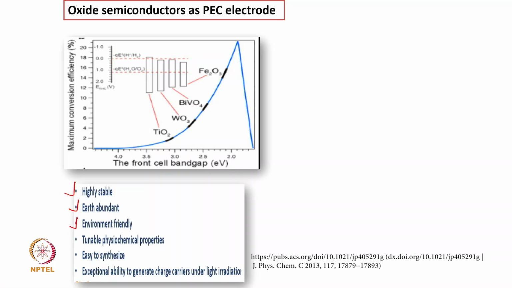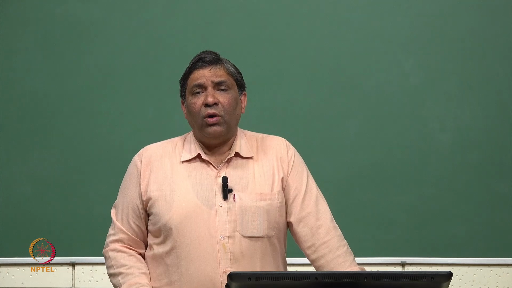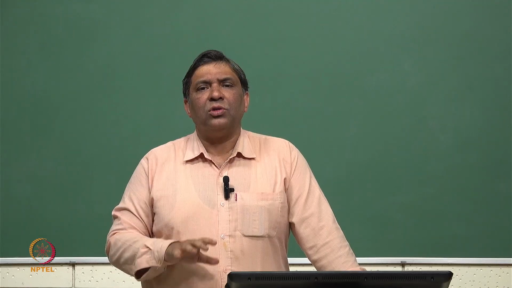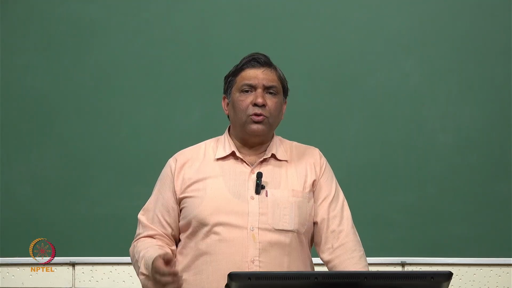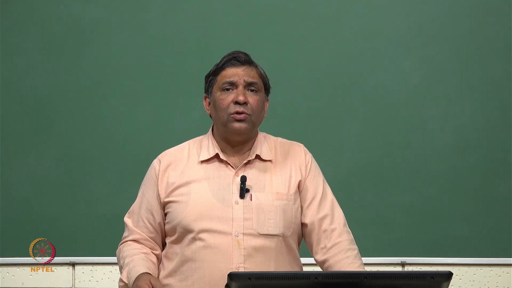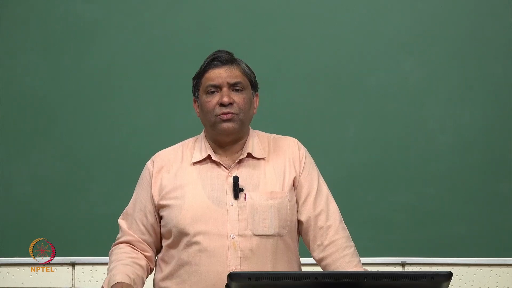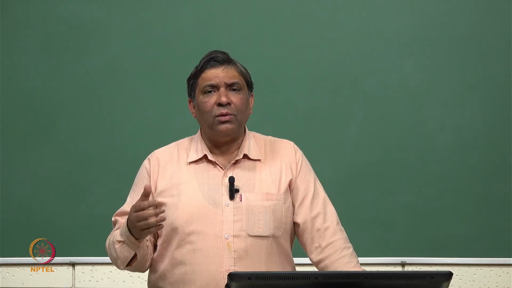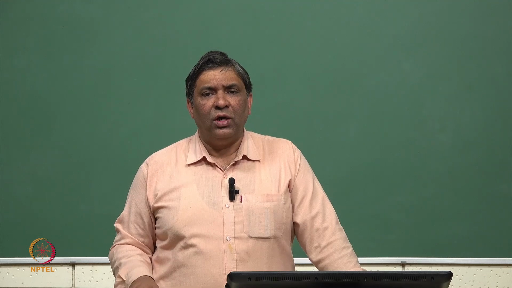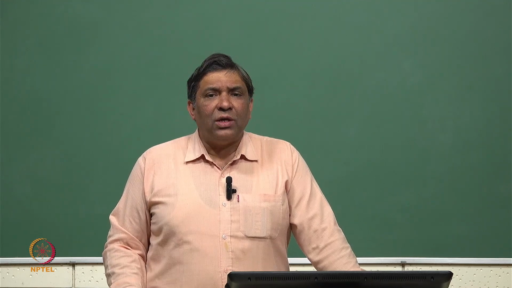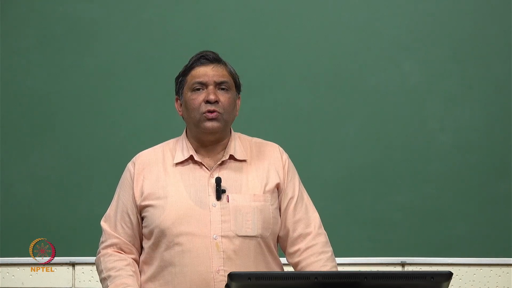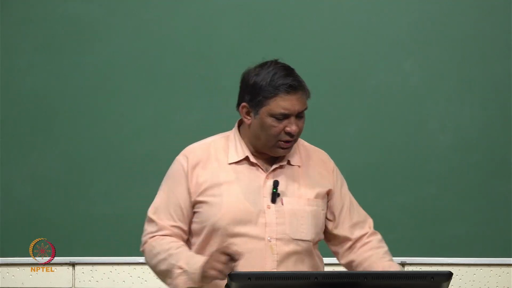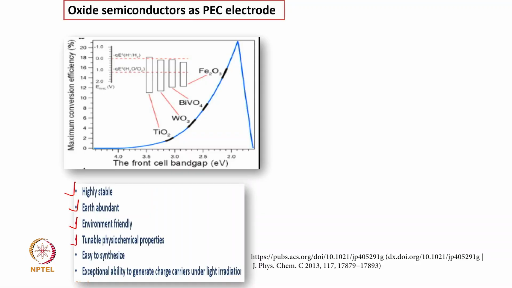And third is environment friendly. This is always important because whatever material or component we use for any kind of equipment or technology, we will always try to choose environment friendly material, and that is what we discussed when we were discussing photovoltaics also. Some materials are toxic, some materials are environment friendly. So this is one important criterion which we always have to look for when we design a system or a material. Then fourth is tunable physicochemical properties.